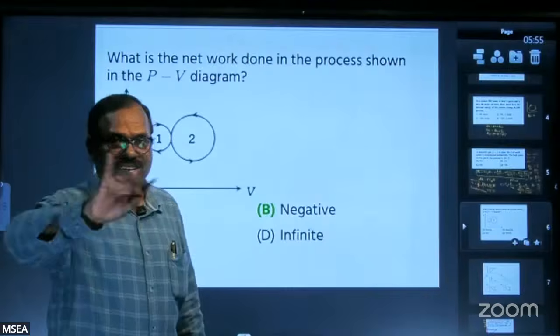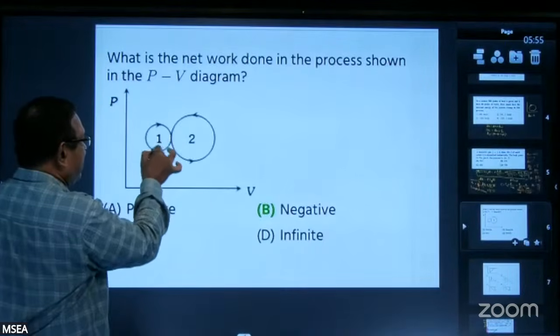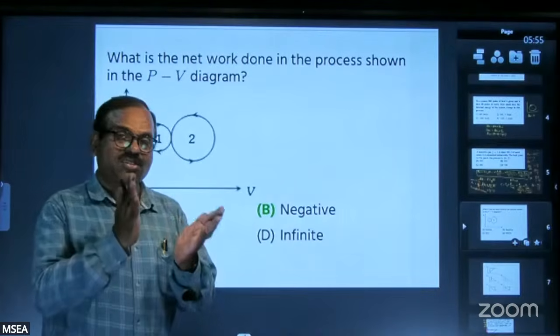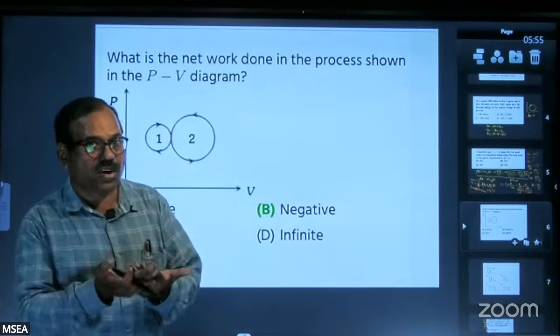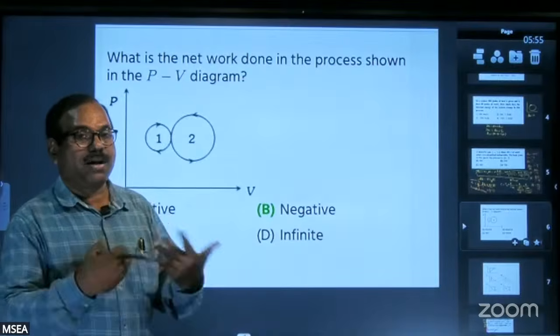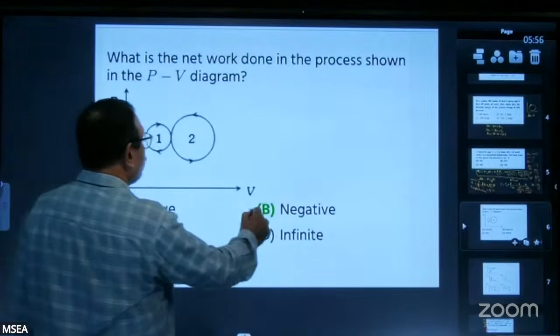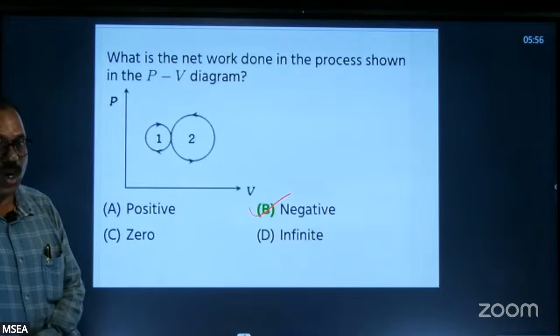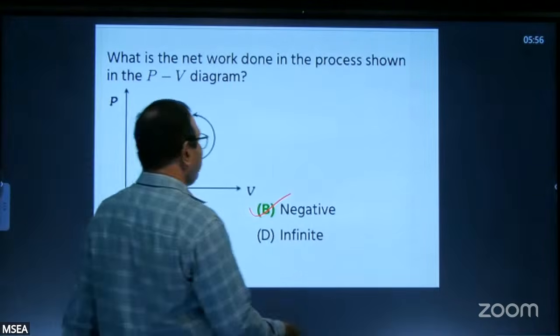Anti-clockwise is negative. But the clockwise area is less, and the anti-clockwise area is more. That's why plus is less and minus is more. If you add, it becomes negative. So the total becomes negative. Area of PV graph gives work done. These things you have to remember.